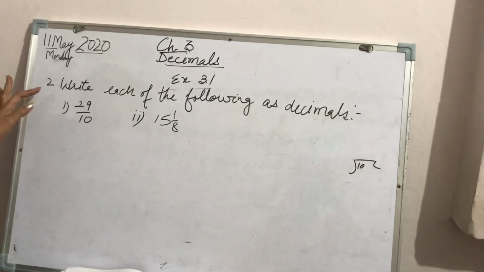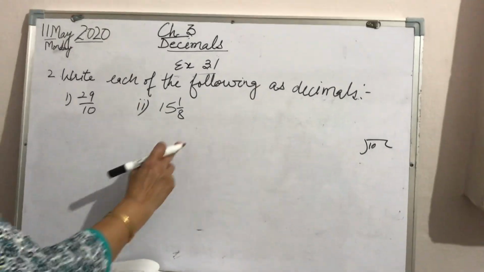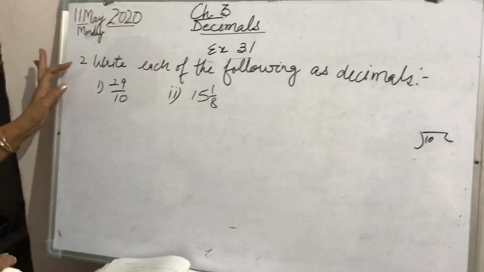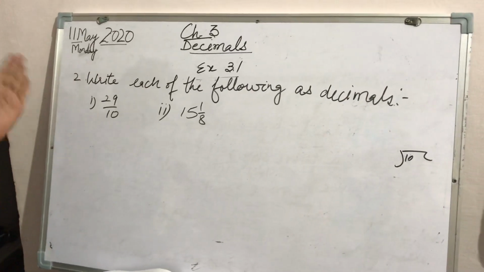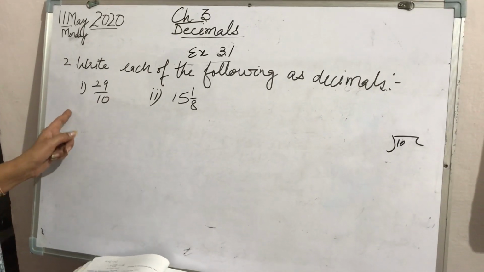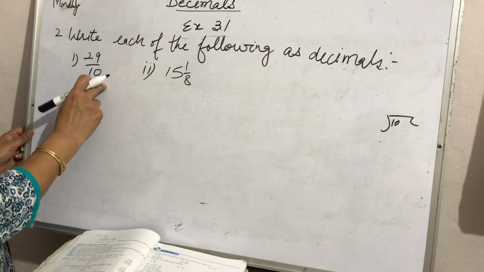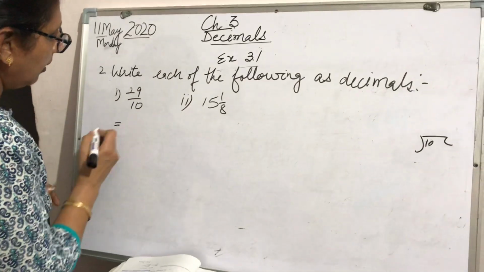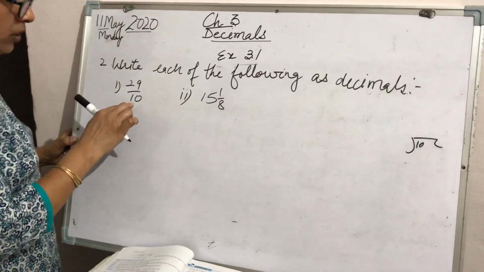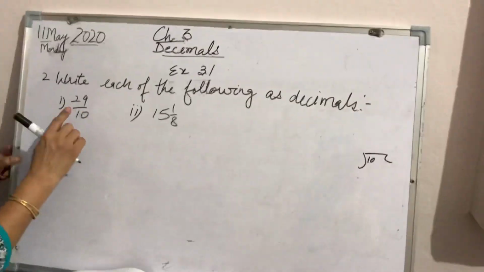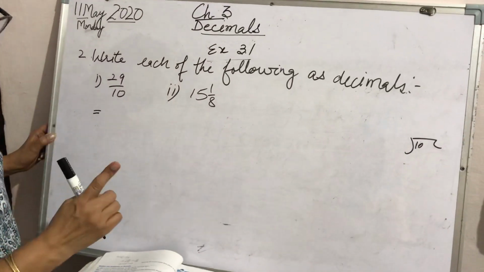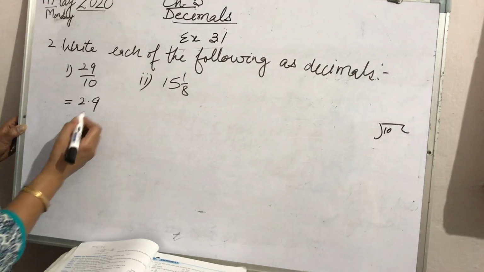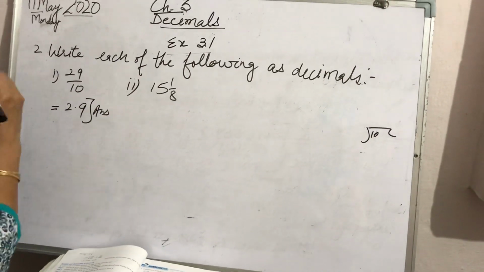Yes. Question number 2. Write each of the following as a decimal. In the previous question, a decimal number was given and we converted it into a fraction. Now a fraction is given, and we have to convert it into a decimal. For converting to a decimal, as we already said, there is a single zero, so there should be a single digit in the decimal part. So 2.9, only a single digit, so this is the answer.